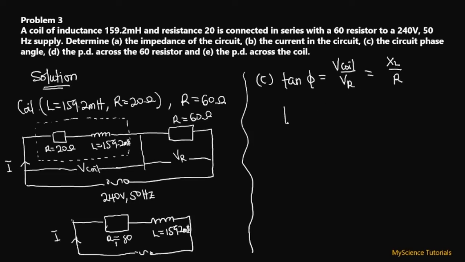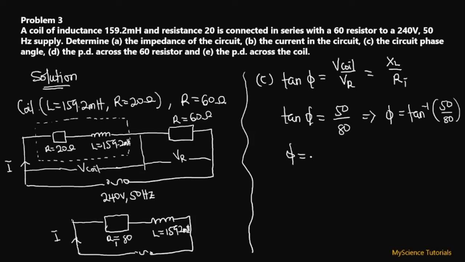So tan of the phase angle is equal to XL, the inductive reactance we found earlier to be 50, over the total resistance, which is 80. This means our phase angle is equal to the tan inverse of the ratio 50 to 80, or 5 on 8, which is going to give us 32 degrees.